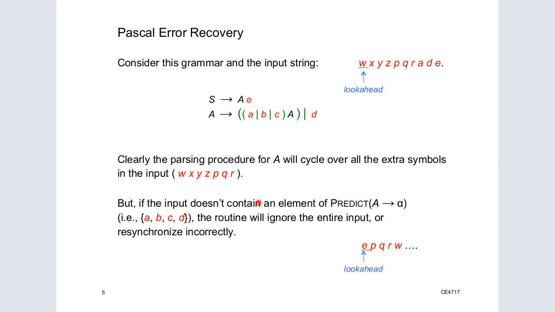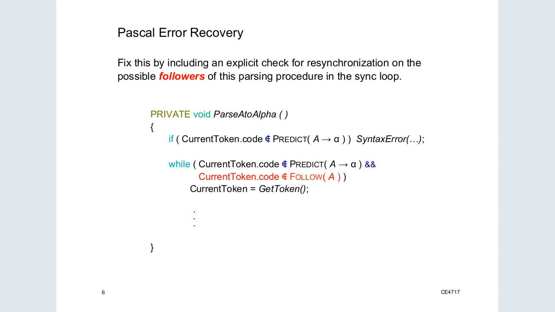But think about what happens if the input does not actually contain an element of the predict set of this production. Now we have to call this production. It's obligatory here, so parse S is going to have to call parse A. But say it calls parse A and we have something in the input that looks like this, and this is actually the follower of A. So if the input does not contain an element of the predict set, the routine will ignore the entire input or potentially resynchronize incorrectly. So you have this sort of issue here.